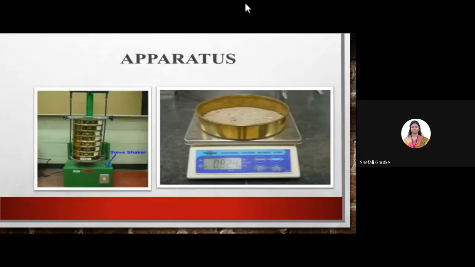This is the sieve analysis machine, which is mechanically operated, also called a sieve shaker, and this is the weighing machine. After the completion of the procedure, we find the mass of each sieve sample.